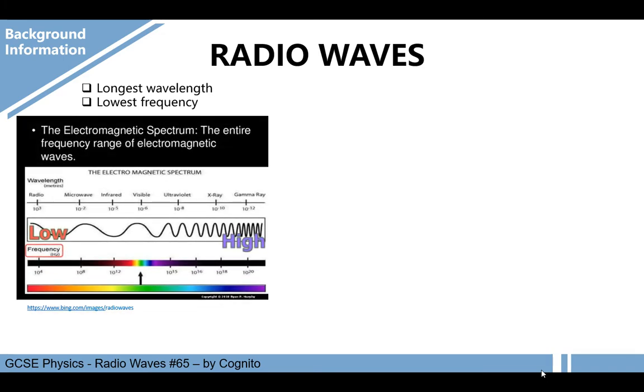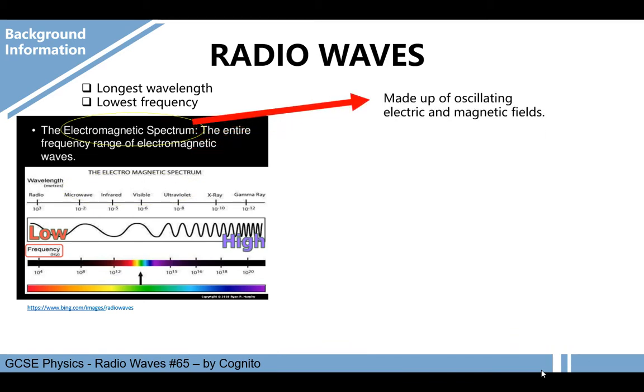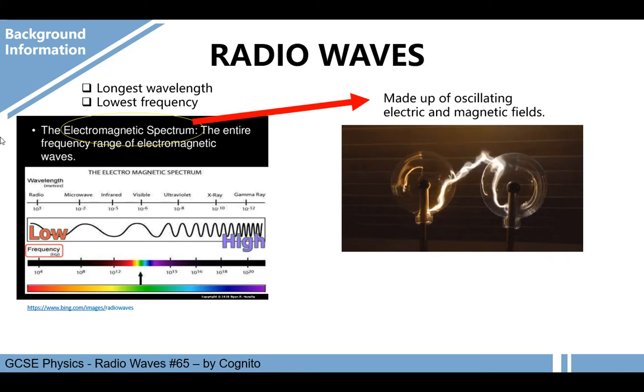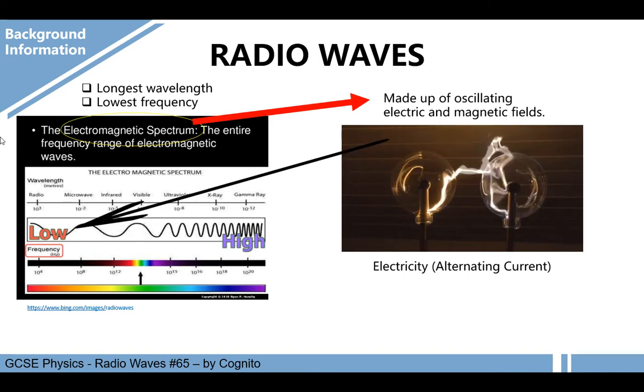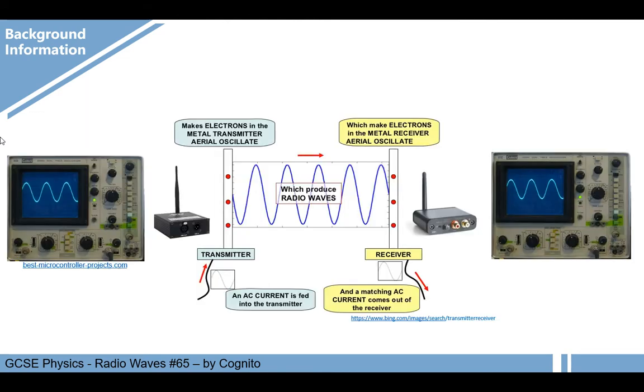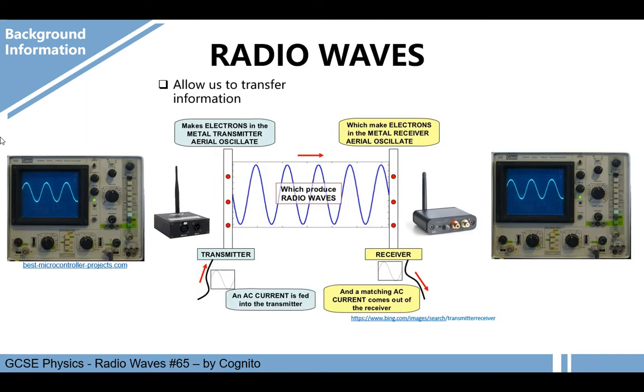The electromagnetic spectrum is made up of oscillating electric and magnetic fields. In this chart, radio waves are located in this part. To generate radio waves, we require electricity or alternating current. Radio waves allow us to transfer information.